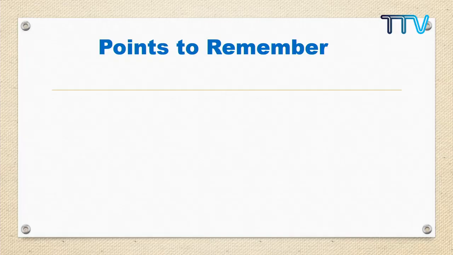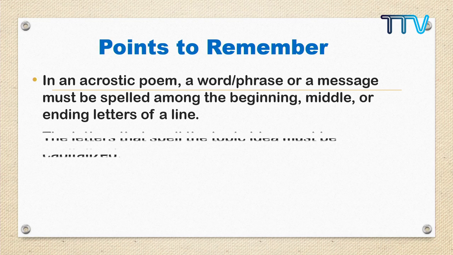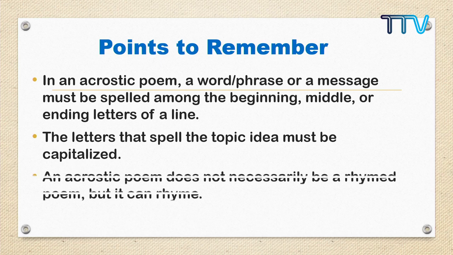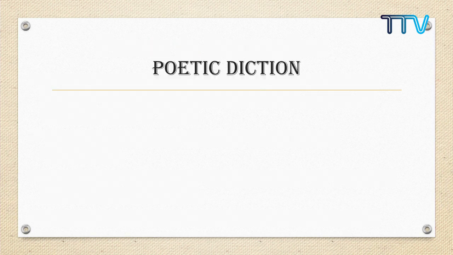So what are the points to remember in an acrostic poem? The word, phrase, or message must be spelled using the beginning, middle, or ending letters, not necessarily the beginning all the time. Sometimes you can have it in the middle, sometimes at the end. The letters need to be capitalized, the ones containing the topic idea. It doesn't need to rhyme, but you can think of making it rhyme. And you don't need to worry about the beat and rhythm with a specific syllable count.